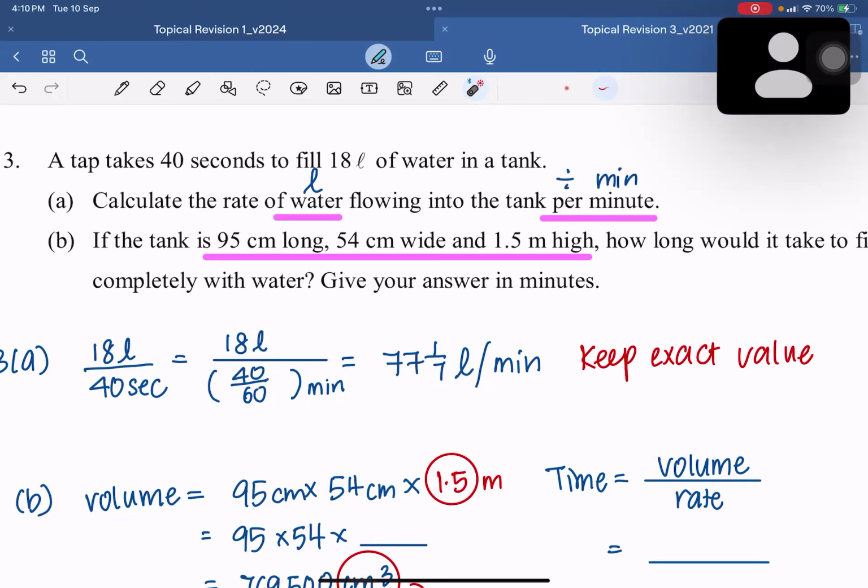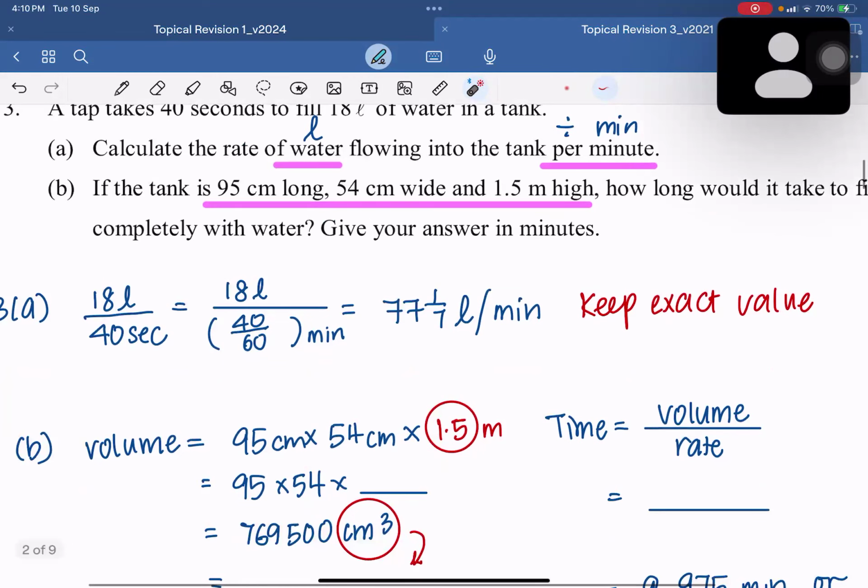Okay, next part. Now the tank itself, why do they give you 95 cm, 54 cm, and 1.5 meters? The length, breadth, and the height, right? So the length, breadth, and the height can help you to find what?